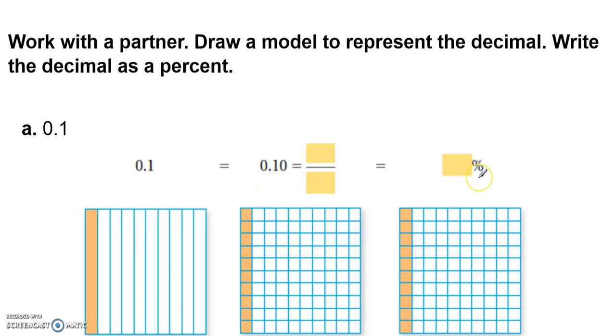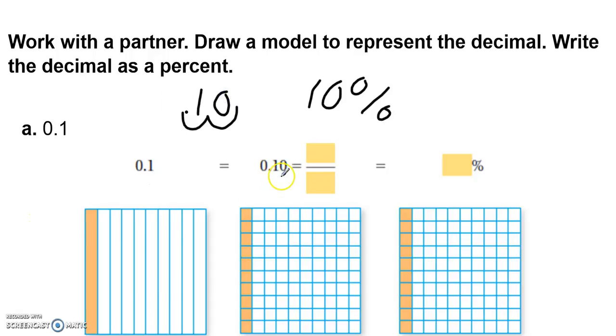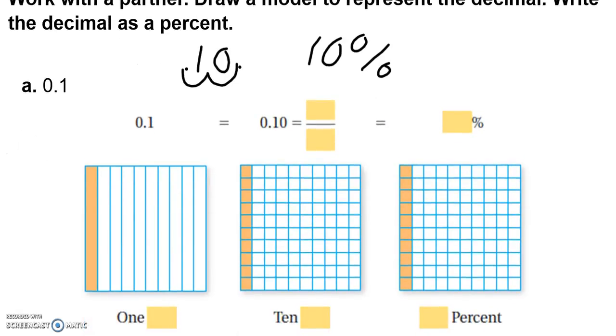So, work with the partner and draw a model to represent the decimal and write the decimal as a percent. So, right from here, as a percent, you start with a decimal, okay, and then you move it over to the right twice because we're going from decimal to percent instead of percent to decimal. So we have 10% then. Because here we have an invisible 0, they added it right here to show you, but you move it over one more and you get your percent. And again, you can use this model, but I'm just going to do it faster. Okay.